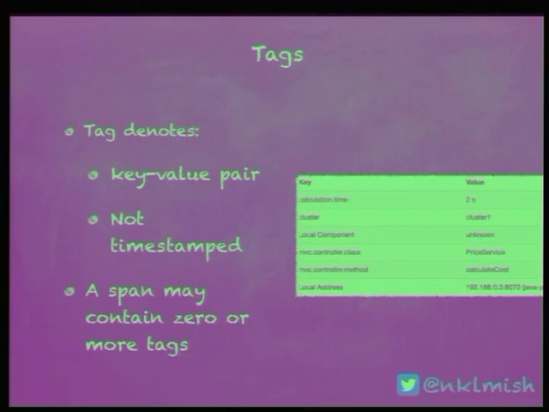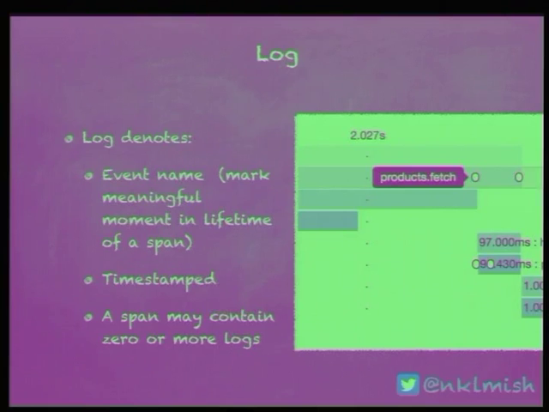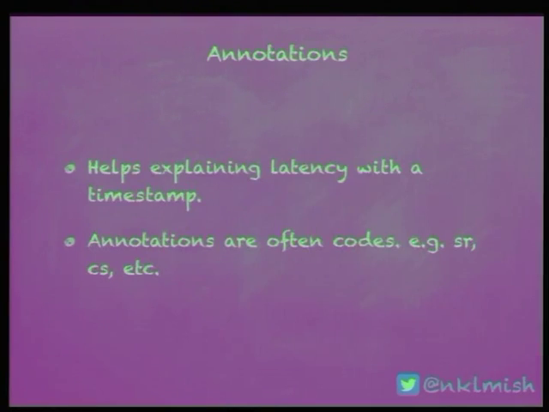What is a tag? A tag is an important concept in Zipkin. It denotes some key value pair. This information is useful when you want to understand some context with your request. Like in my case, it could be a calculation time when the cache was missed. It can help me also during debugging. Also, we can have some sort of tags like what was the class which was invoked, what was the method it executed, and so forth. The log denotes some really meaningful moment in the lifetime of a span. This info is time-stamped, and a span may contain 0 or more logs. In our case, it was products fetch, where we use the logs to elaborate our diagram generated by Zipkin.